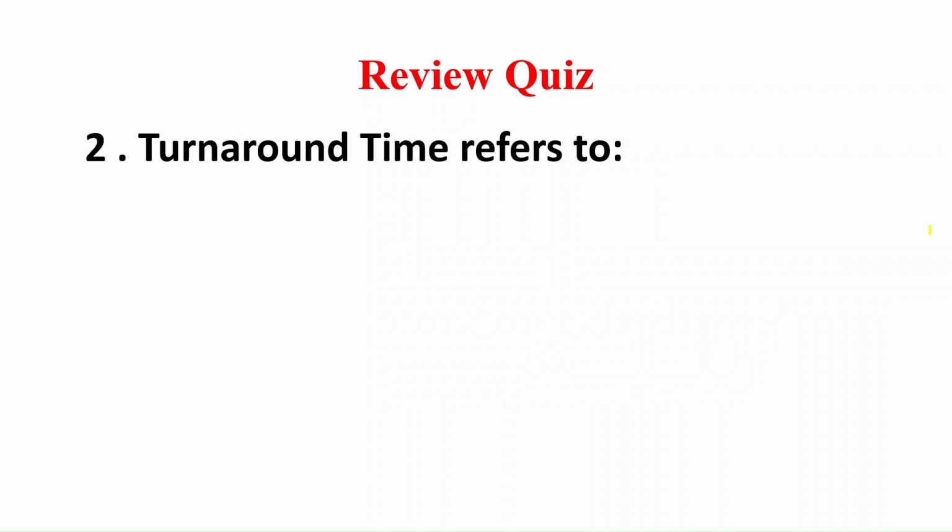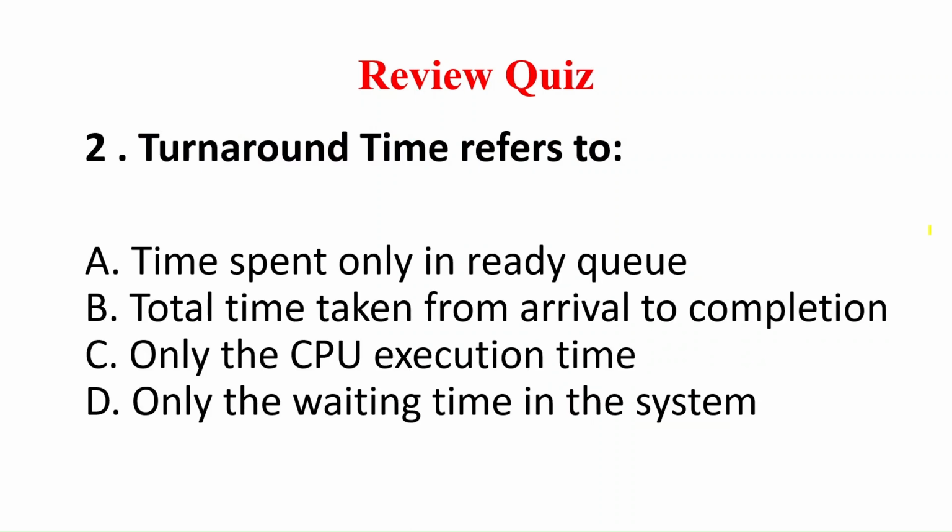Next question. Turnaround time refers to: option A, time spent only in ready queue. Option B, total time taken from arrival to completion. Option C, only the CPU execution time. Option D, only the waiting time in the system. So time spent only in ready queue, just now we discussed it is the arrival time, so it's not possible to have a turnaround time.